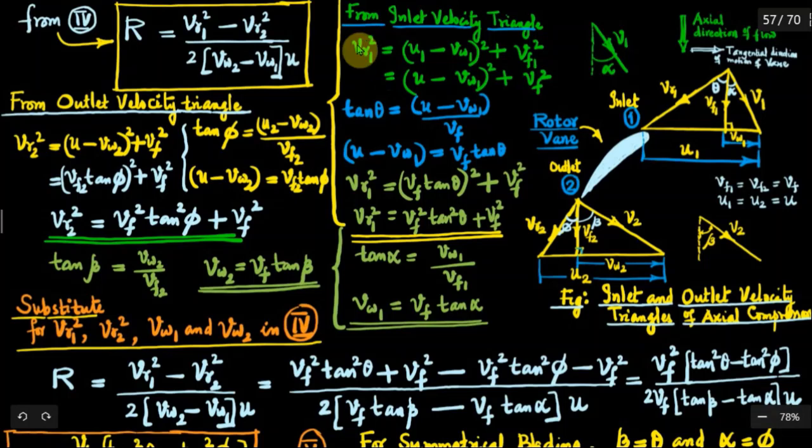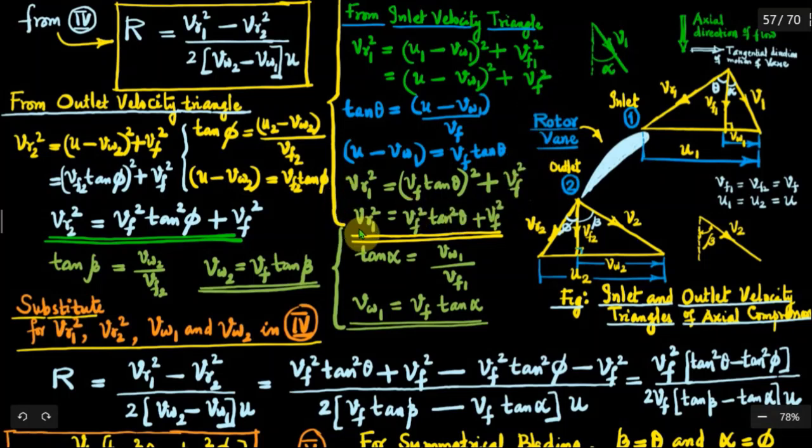In the expression for VR1 square, you have U minus VW1 whole square. So you replace this U minus VW1 by the term VF tan theta. Just substitute. So VR1 square is equal to VF tan theta whole square plus VF square.